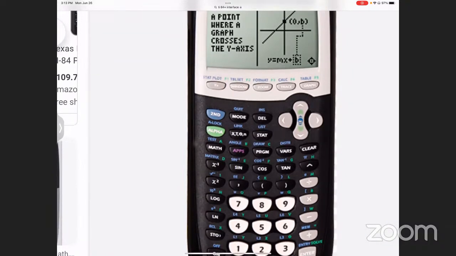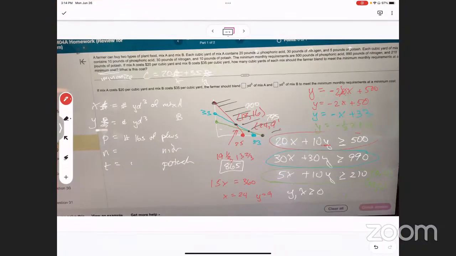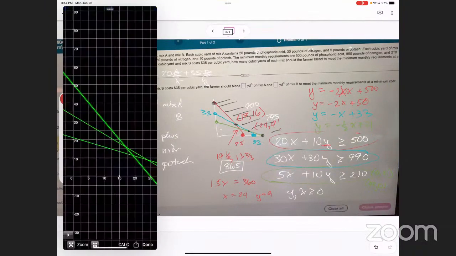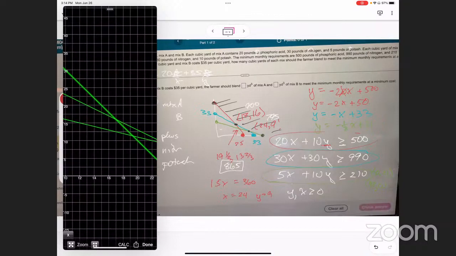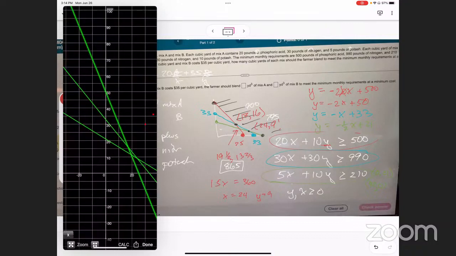You see above trace? You see the blue above trace? Second trace will give you calc. And then one of the options is going to be intercept, maybe. One of the options is going to be intersection. Intersect is going to help you find those other points, but the intercept is where it crosses the x-axis, if you wanted to find that, or the y-axis.